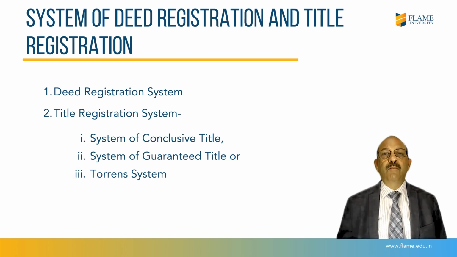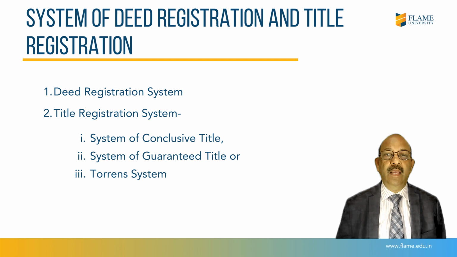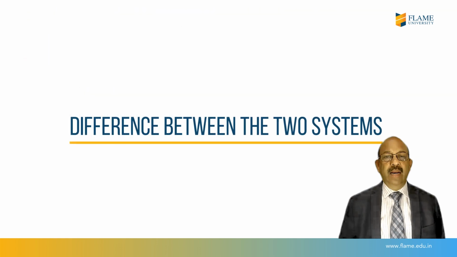In modern times, most countries have a system of property registration. However, the form and procedure of property registration vary from country to country because of differences in their socio-economic conditions. Property registration systems are classified into two broad categories: deed registration system and title registration system. The title registration system is also referred to as the system of conclusive title, system of guaranteed title, or Torrens system. Let us understand the basic difference between the deed registration system and the title registration system.